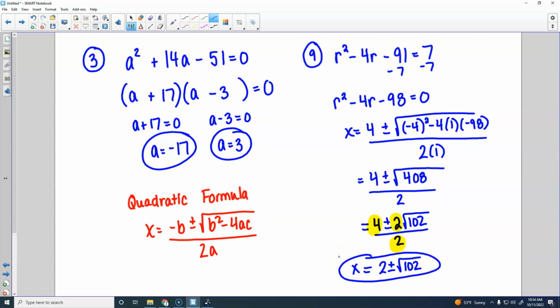Let me make sure 102 won't break down. Cool. That seems wrong, but I guess it's fine. Yeah, it doesn't break down. Alright.